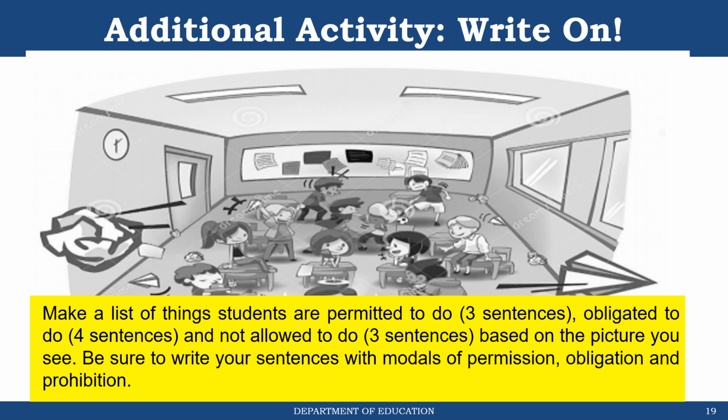So get your pen and paper and write 3 sentences stating activities that you are allowed to do in the class, 4 sentences that you are obligated to do, and 3 sentences that you are not allowed to do. Do not forget to use modals of permission, obligation, and prohibition.